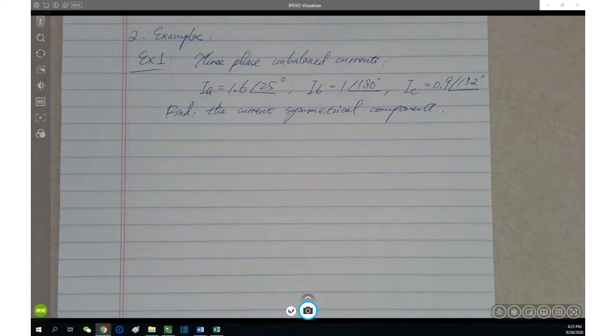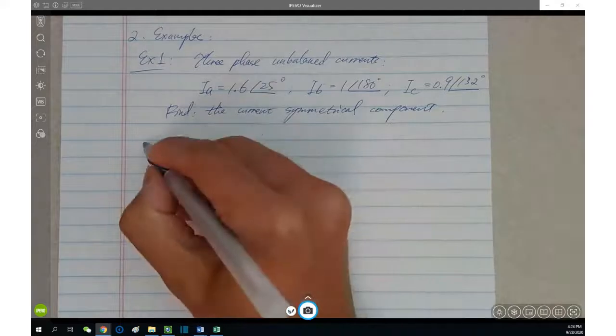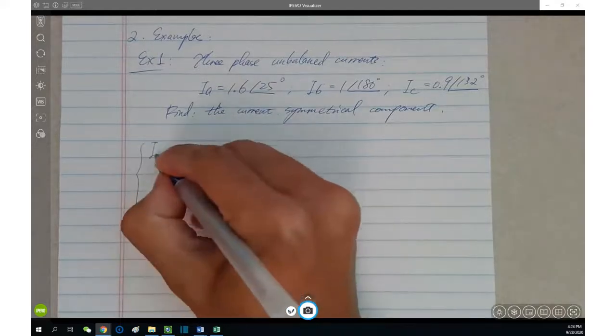All right, I think some of you have already done with this. So I'll step by step present the solution here. First of all, the current symmetrical components, meaning what? You need to understand the meaning.